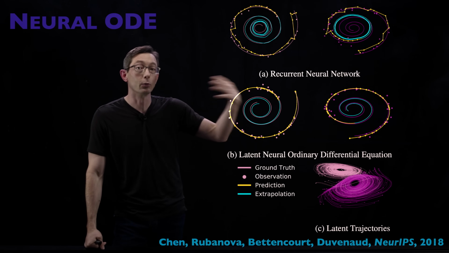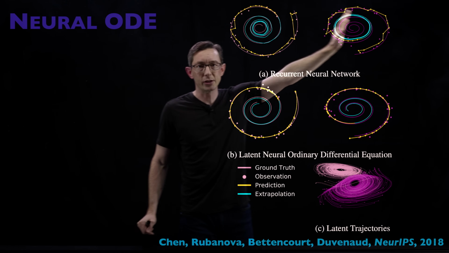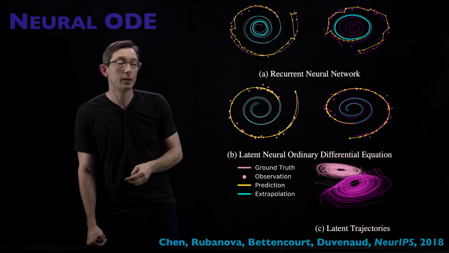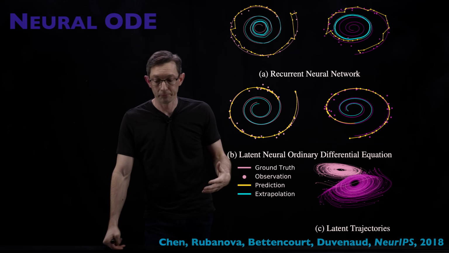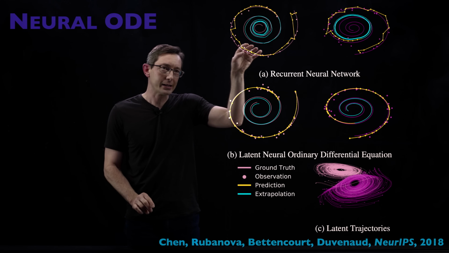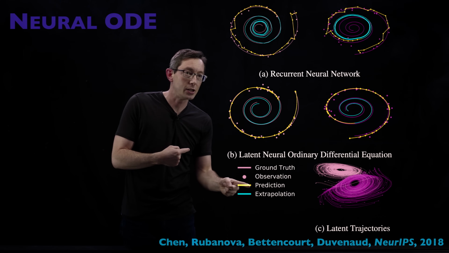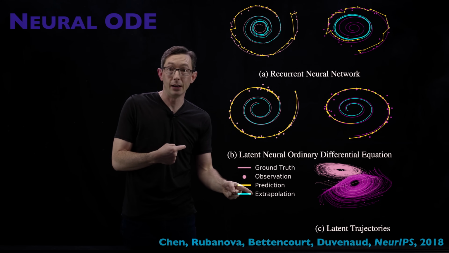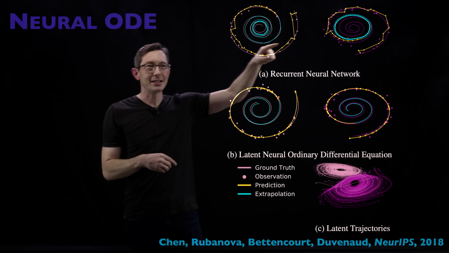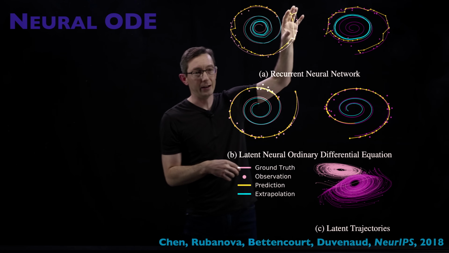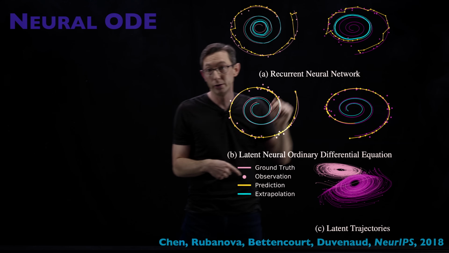This is a figure from the original paper, a relatively simple differential equation. The top here is just a standard recurrent neural network, and this layer here is a neural ODE. The dots are the training data, and then you can see the prediction in yellow and the extrapolation in blue. The recurrent neural network is really jaggedy, and it doesn't do a very good job of the prediction over the training data or of the extrapolation in blue.